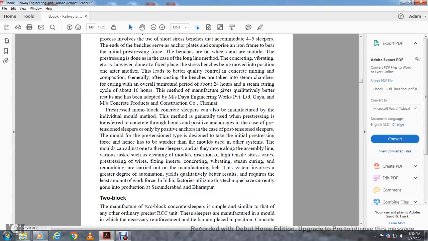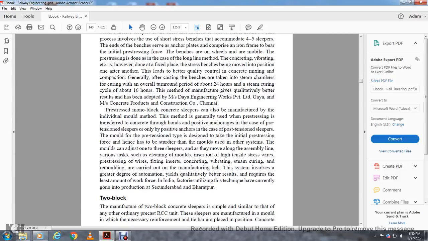Pre-stressed monoblock concrete sleepers can also be manufactured by the individual mold method. This method is generally used with the pre-stressing transfer of concrete through bonds or positive anchors. In the case of pre-stress pre-tension sleepers, only positive anchors are used. In the case of post-tension sleepers, the mold is of the pre-tension type of design, made to bear the initial pre-stressing force, and the molds are sturdy compared to those used in other systems.